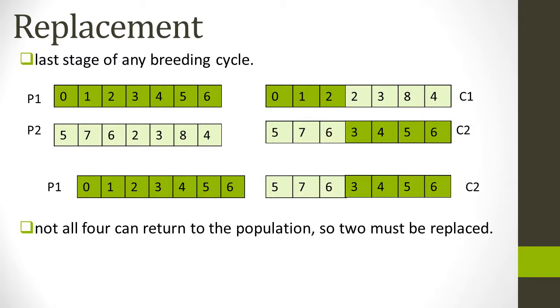In this diagram, there are two parent chromosomes and two child chromosomes. In all, after reproduction, there are a total of four chromosomes in the population. Not all four can return to the population, only the two which have the best fitness value can be selected for the next generation. So here parent 1 and child 2 are selected for the next generation.